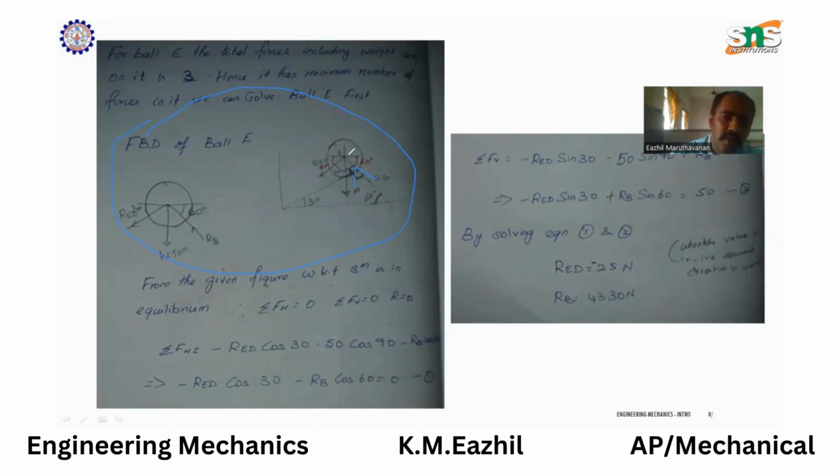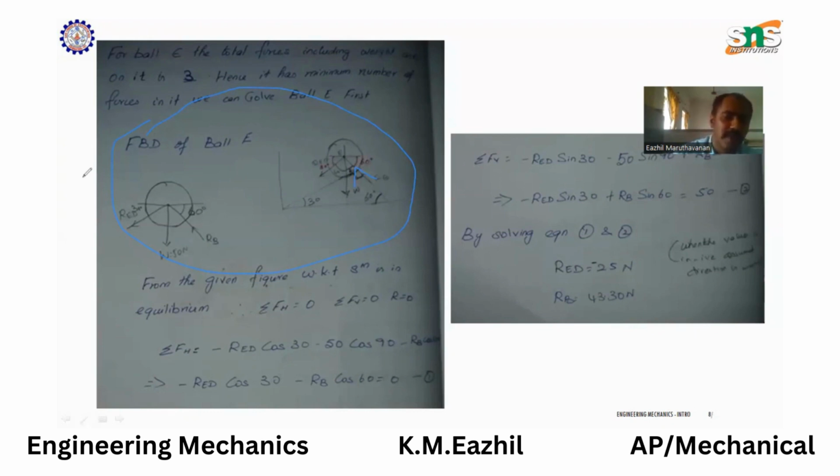Since each quadrant is 90 degrees, this one will be 30 degrees and the other angle will be 60 degrees. The reaction force and the tension acting between each ball will be perpendicular. So since it is 30 degrees, the other angle will be 60 degrees and the rest, the angle with the x-axis, 30 degrees. So by resolving the forces, we can write the equation as sigma FH equals minus RED cos 30, minus 50 cos 90 and minus RB cos 60, which is equal to 0.